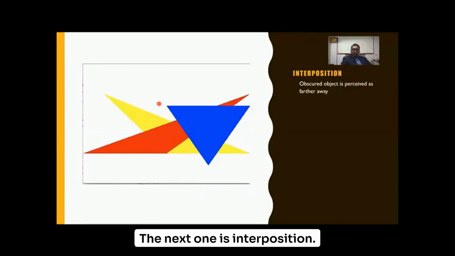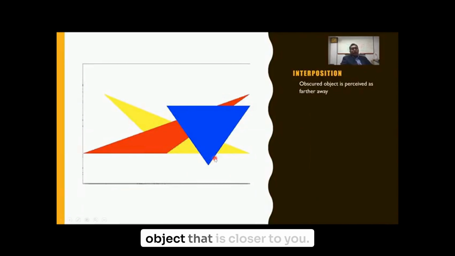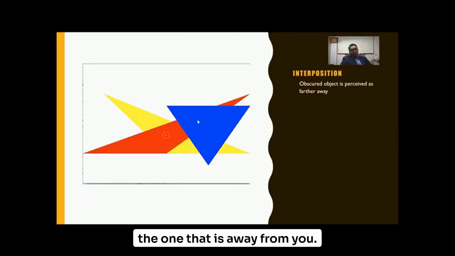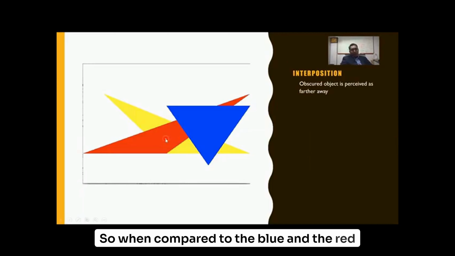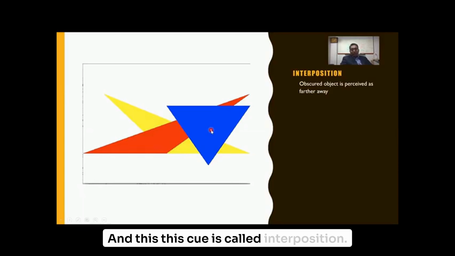The next one is interposition. When you have multiple objects, the object that you can completely see is the object that is closer to you, and the object that is obscured or covered is the one that is away from you. So when compared to the blue and the red objects here, our brain perceives that the blue is closer to you because it's complete, not obscured, whereas the red one is obscured. You can apply the same thing here for the yellow and the red. Red is closer than the yellow. And this cue is called interposition.